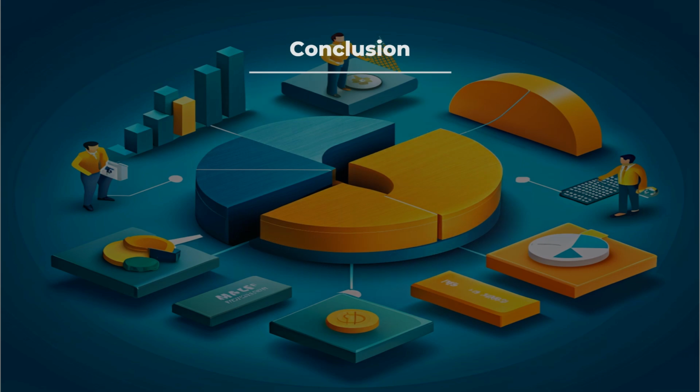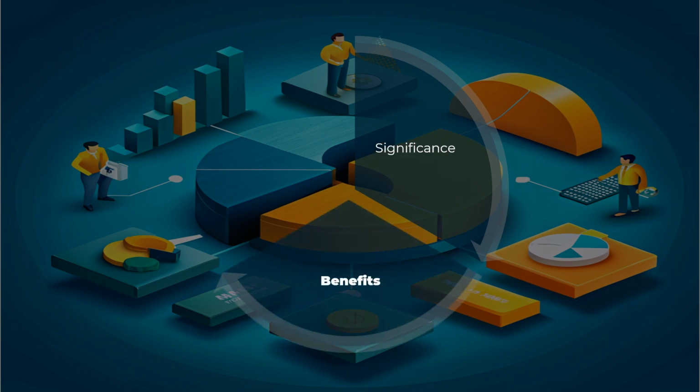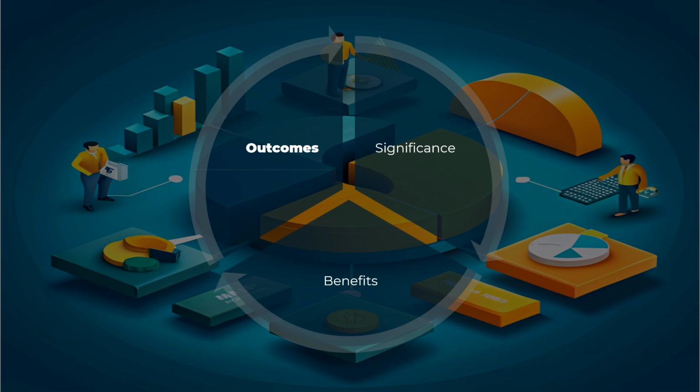To conclude, determining the project budget is a critical task that involves meticulous planning and analysis. It is essential for financial planning, effective resource allocation, cost control, and maintaining stakeholder trust. By leveraging various tools and techniques, you can create a robust budget that sets the foundation for project success. Significance: accurate budgeting is vital for the financial health and success of the project. Benefits: ensures effective resource management, cost control, and stakeholder confidence. Outcomes: leads to successful project execution and achievement of project goals.